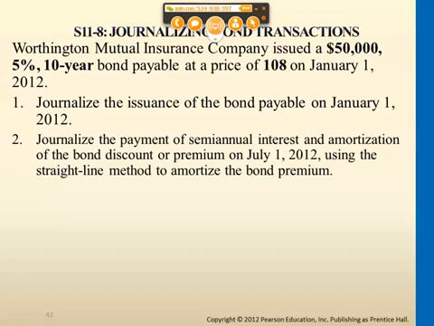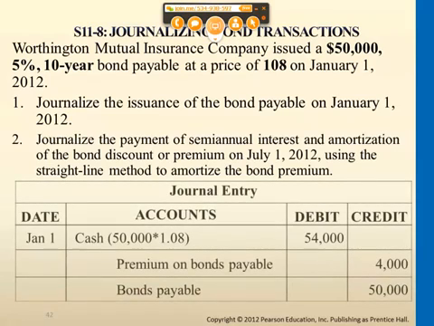Well, the price is $50,000 times 1.08. That will give you $54,000. So yes, $54,000 is the cash that we're getting. So the difference will be the premium, $4,000. Okay, so the issuance entry will look like this.